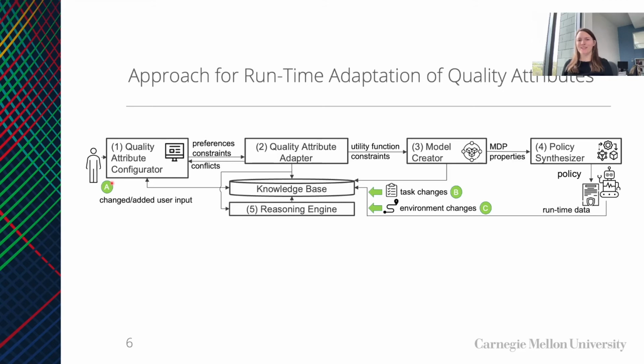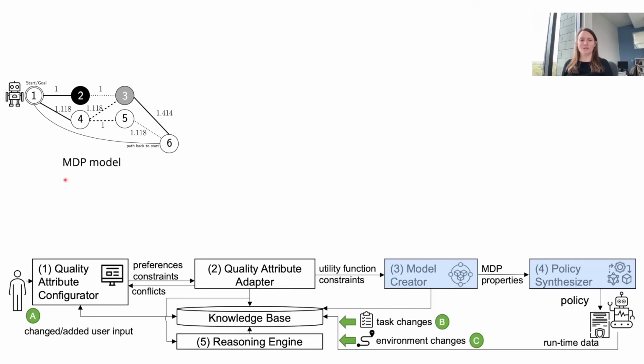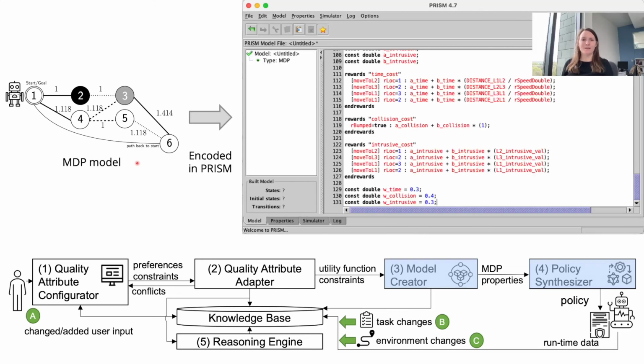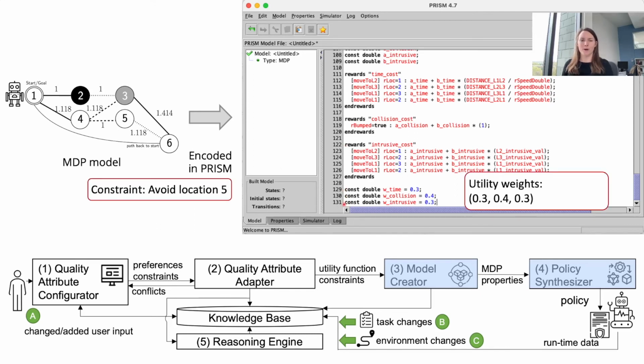I told you that I would explain this model creator and policy synthesizer part a bit more in detail so that you get an idea of what that looks like. For this part, we express such a planning problem as an MDP model, a Markov decision process, and that is then encoded in Prism in this example. And that looks like this. Here we have a screenshot from the tool called Prism, where we can see the reward structures in terms of time cost, collision cost, and intrusiveness cost. And then we also see that the utility functions are being embedded in this Markov decision process.